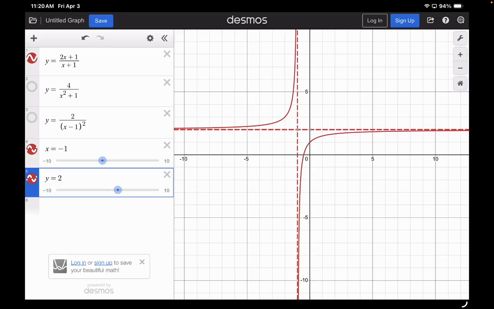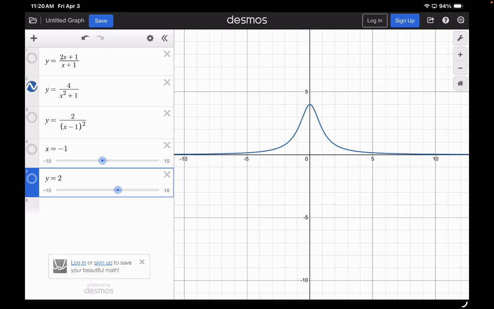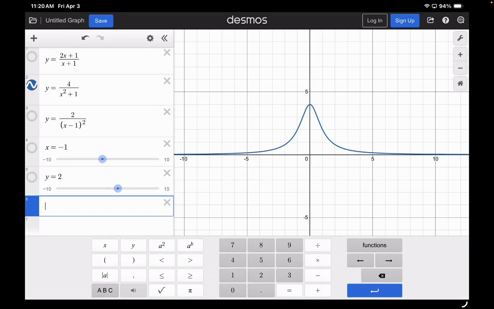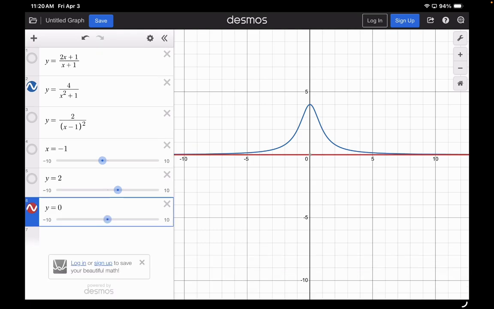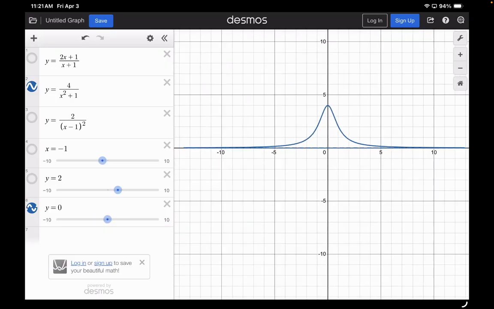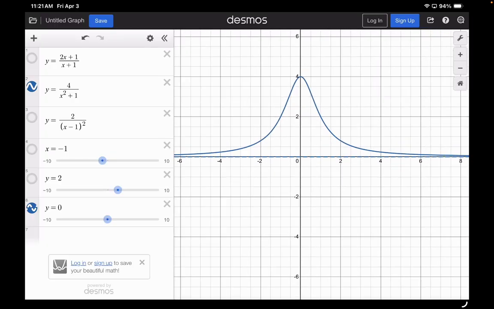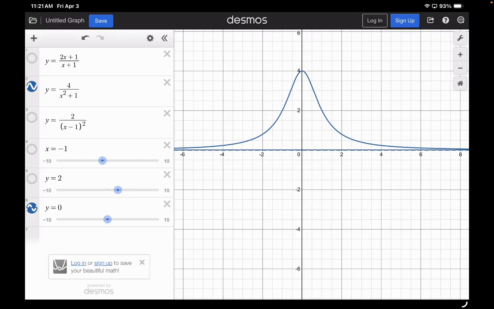So I'm going to turn off the red ones. Matt, can you help me out with g of x? y equals 0. So let's see the line at y equals 0. What kind of asymptote is that? Horizontal asymptote. What about vertical asymptotes? None. You sure did. And there's no holes.